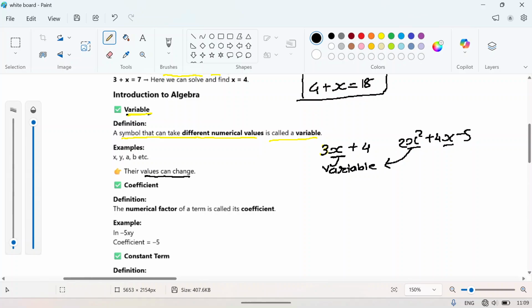Next, move to the coefficient. The coefficient is the numerical value which is a factor of any term, also called the numerical factor of the term. So 3 is the numerical factor of 3x. If we factorize 3x, we get 3 times x. So the numerical part of the term 3x is 3, so 3 is the coefficient of x. The numerical part of any term is called the coefficient of that term. Let's check another example, minus 5xy. In this term, minus 5 is the coefficient of xy.